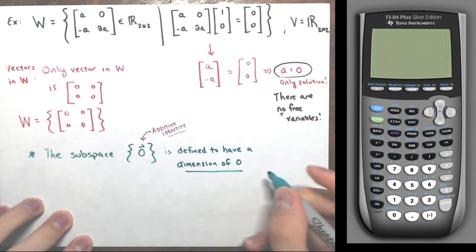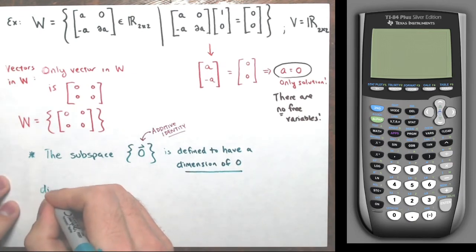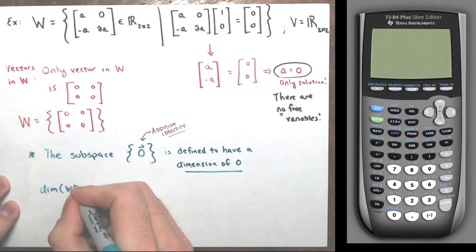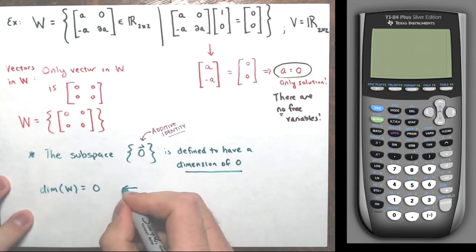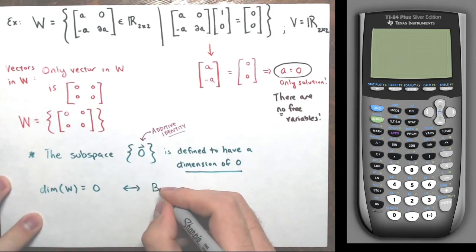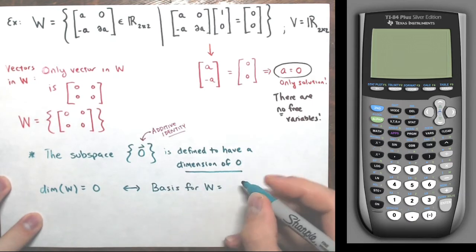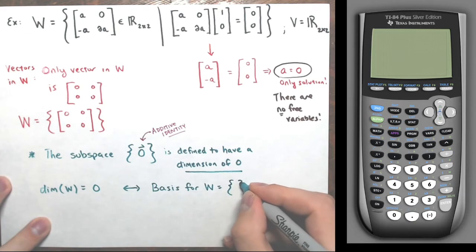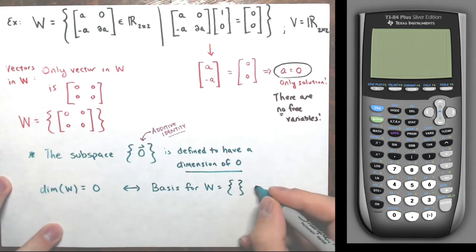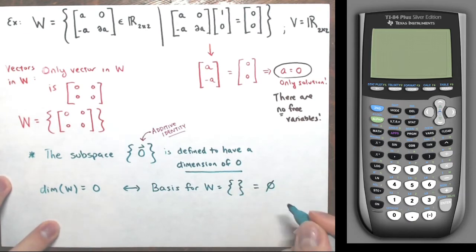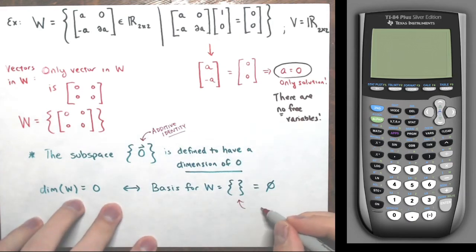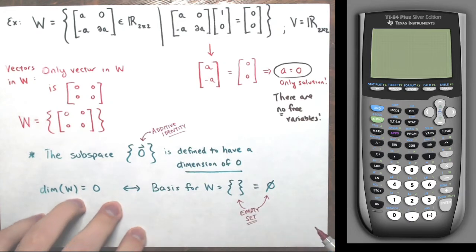All right, so the dimension of W equals 0, and when you talk about a basis for W, you could just say it's the set with nothing in it, or this circle with a slash through it. This is called the empty set.